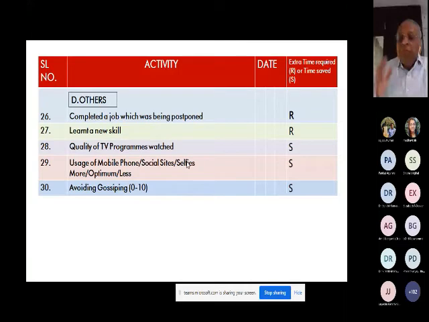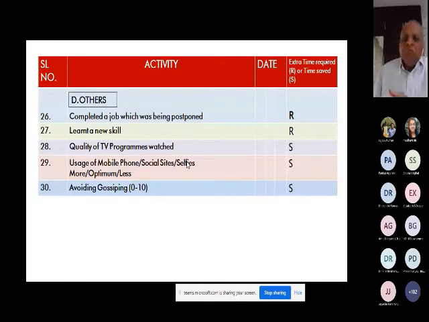Anytime you do a job which you have been postponing for a long time, you feel extremely happy actually. Your stresses will go off. So did you do any job which you were postponing? Any new skills you learned? What was the quality of the TV programs you watched? Were they interesting? Were they useful? Were they educative? Or were they more violence and horrible things?